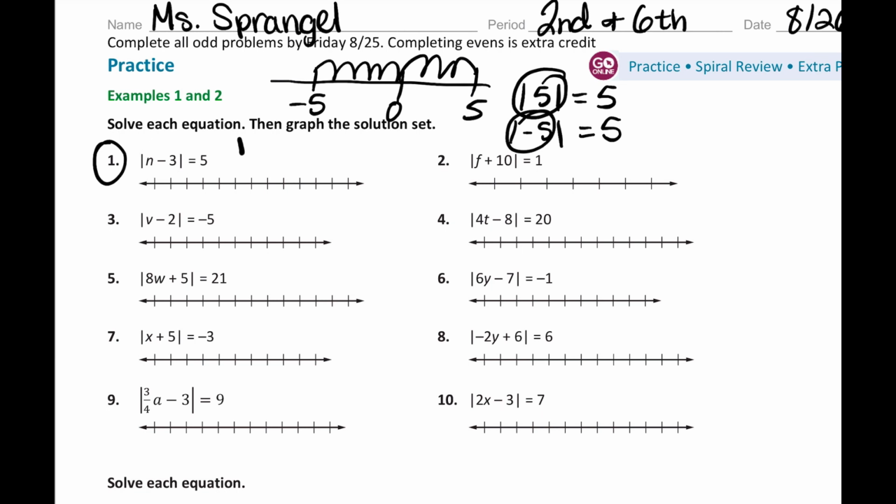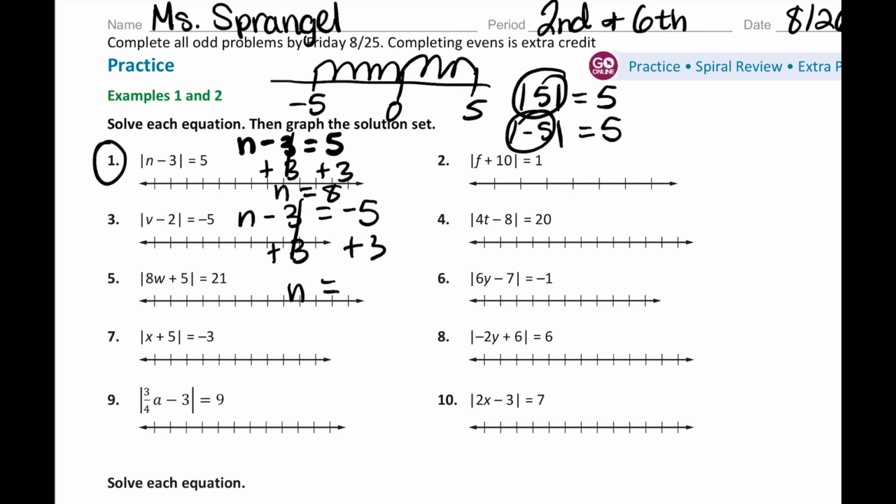So first I'll set this equal to 5, and then I'll set it equal to negative 5. First, to isolate n in this first one equal to 5, I want to add 3 on both sides. Those 3's go away, and I get that n is equal to 8. So that's one solution. And then I'll add 3 on this one. Those cancel, and n is equal to negative 5 plus 3, which is negative 2. So my two solutions are going to be n equals negative 2 and n equals 8.